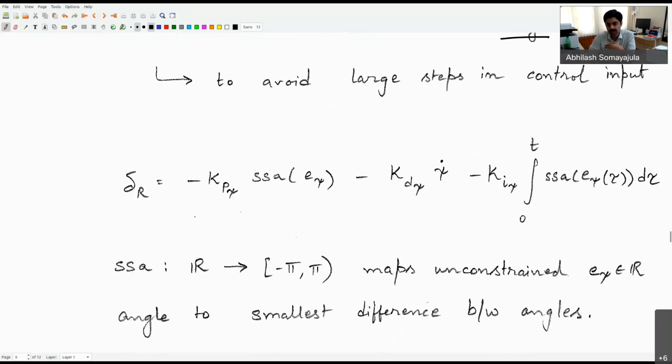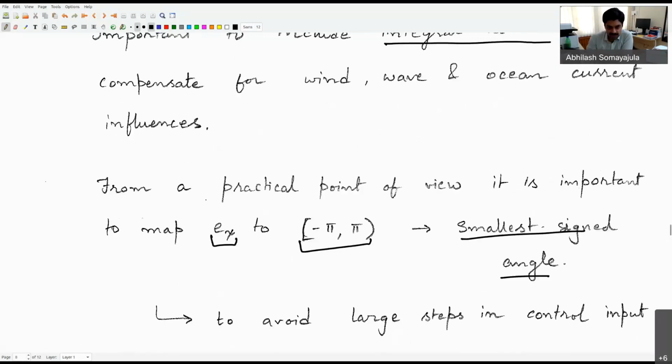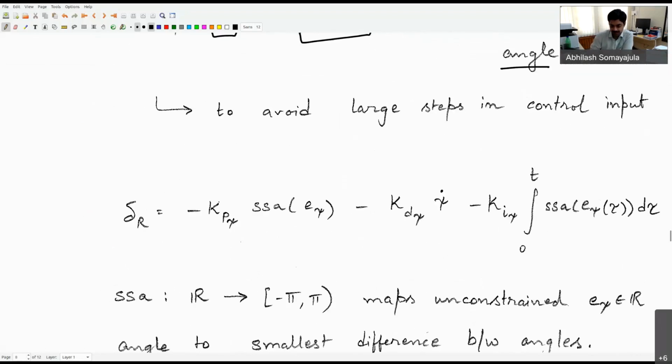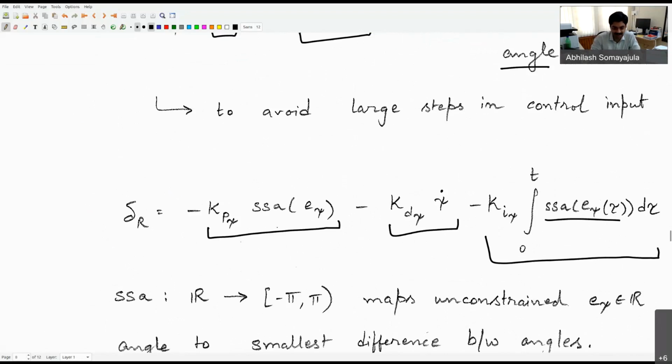Okay. Now, once we have this so-called difference taken into account, we can compute our PID control law. So again we see that we have our P part, the D part, and now we have the integral part. This integral part has the smallest sine angle, and similarly the proportional part also has the smallest sine angle. This will ensure that there are no jumps in the controller. It will make sure that our controller is doing its job in a smooth manner.